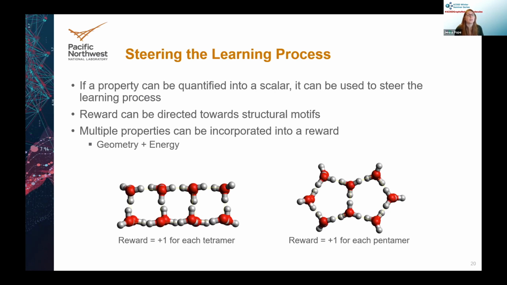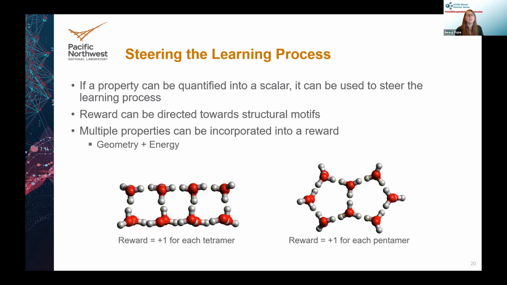For example, if we want a very cubic structure like shown here, we could add a reward for when tetramers are present, or when pentamers to get this other structure, or hexamers, whatever. We could give a reward for more hydrogen bonds present if we want to find a very highly connected network. Essentially, if a property can be described by a scalar value, it could be used to steer the learning process. So any property you can turn into a singular number can be used to drive the algorithm.